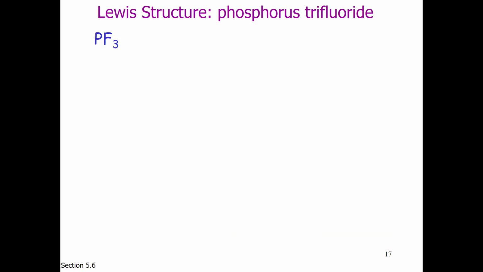Alright, so let's say we want to make the Lewis structure of phosphorus with 3 fluorines. The first calculation is electrons required. There are 4 atoms in this compound. 1 phosphorus, 3 fluorines. So that's just 4 times 8, 32.